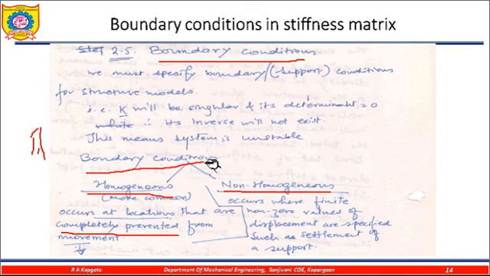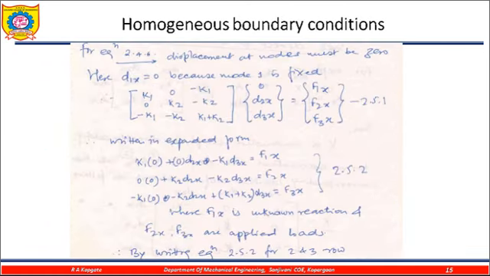The boundary conditions are homogeneous as well as non-homogeneous. What is meant by homogeneous? When the body's movement is completely prevented, that is called the homogeneous method. And when some non-zero value of displacement is given, that is called the non-homogeneous parameters.